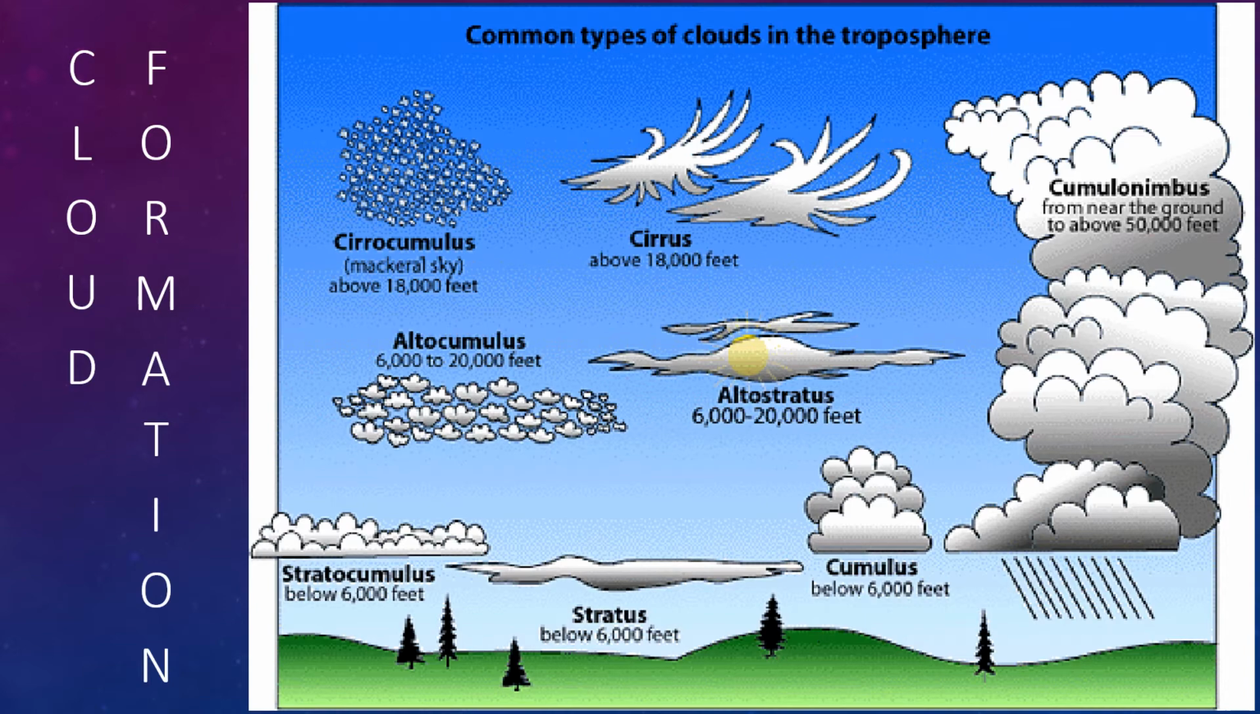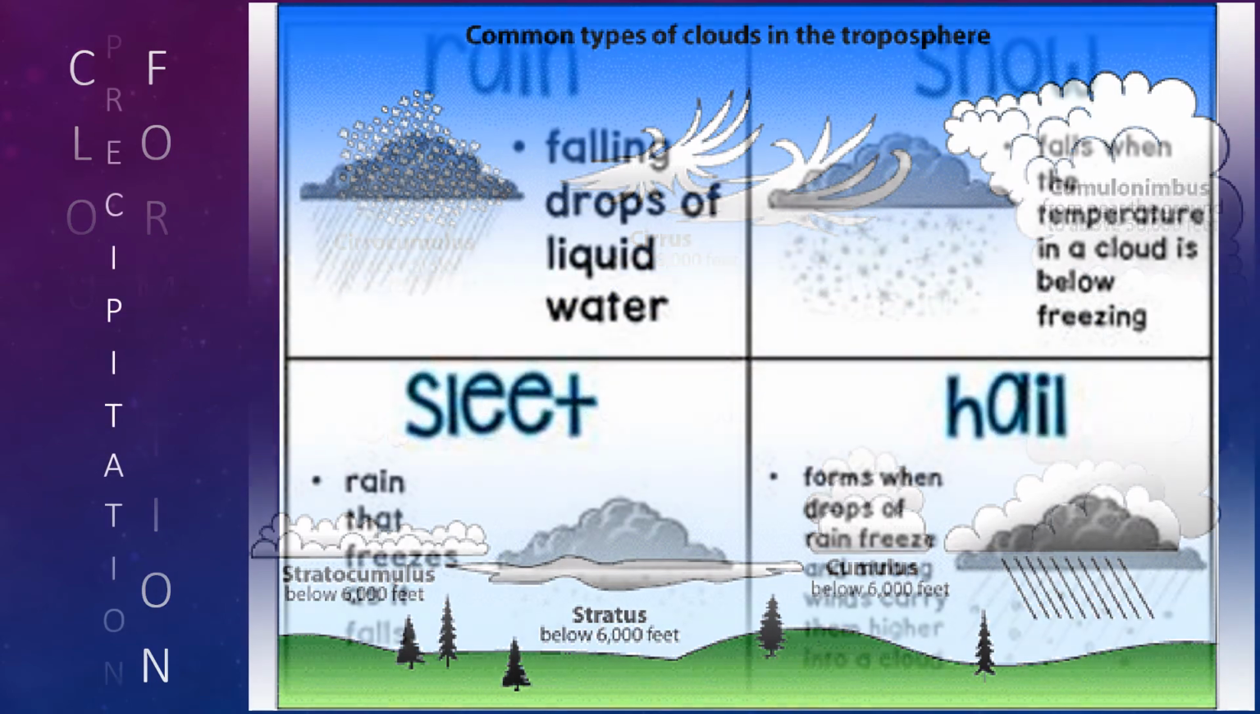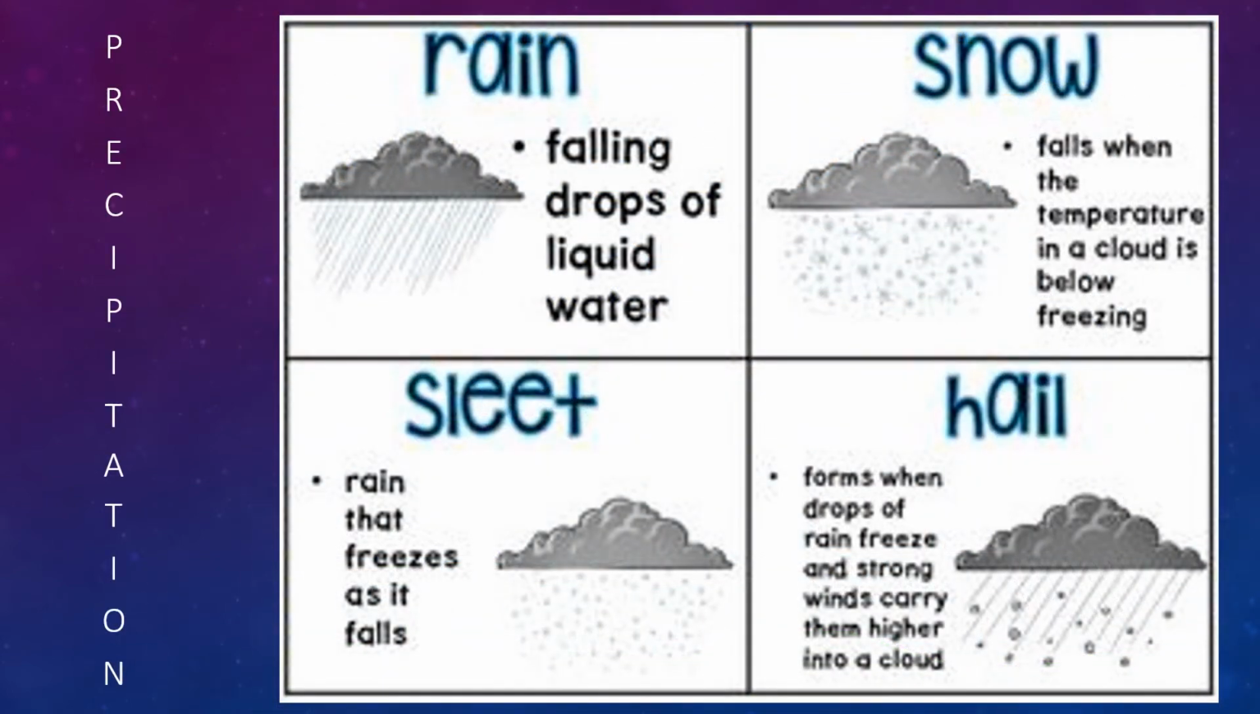There are four basic types of clouds. We have the cirrus cloud, cumulus cloud, stratus cloud, and nimbus cloud. Precipitation. Precipitation is the transfer of water from the atmosphere back to Earth's surface. However, the amount of precipitation can vary by location.